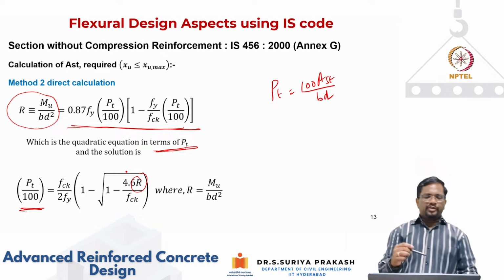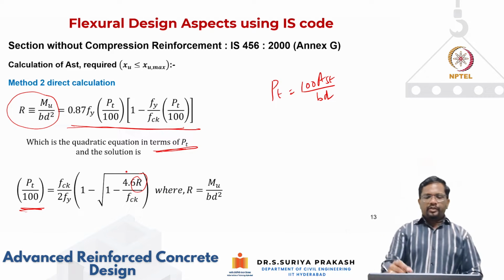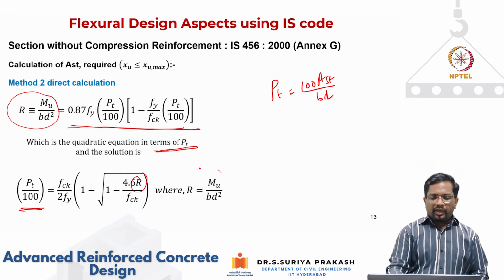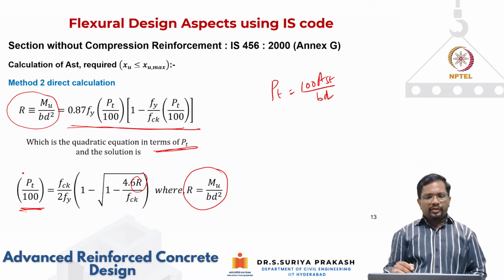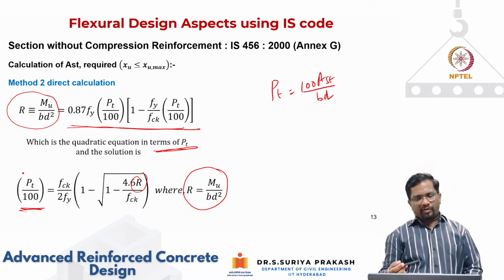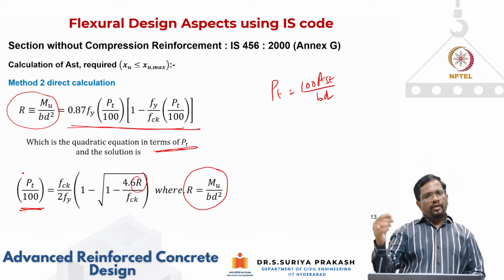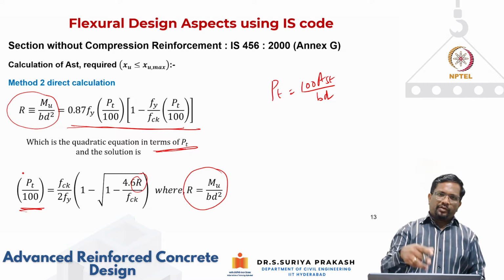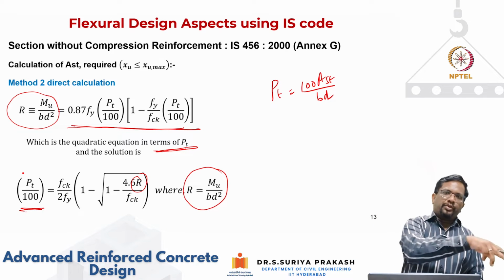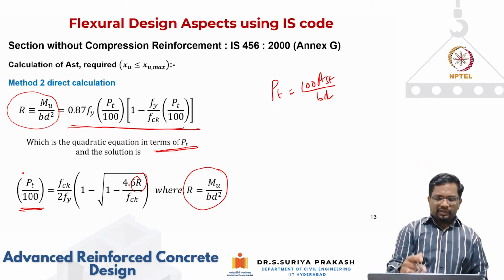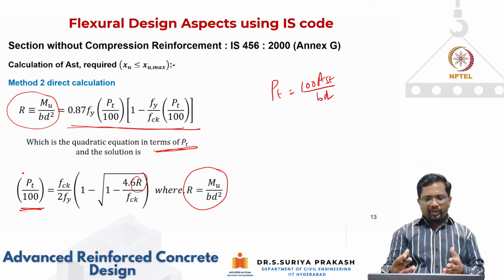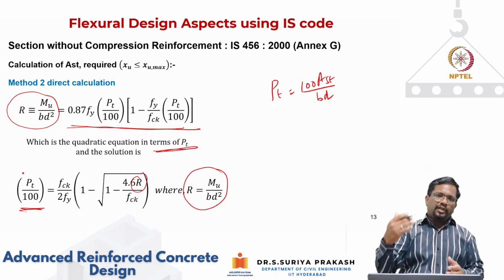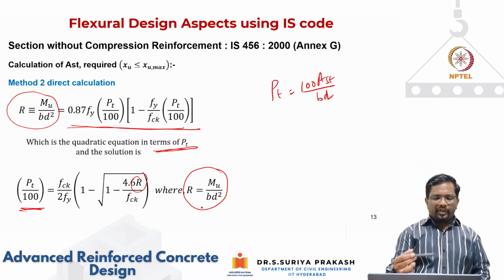So again, we can solve for this pt for a particular value of R. In this approach, it's a more direct approach. You directly calculate your R value and plug it in this equation to get your pt. That's it. It's a very simple and straightforward approach. In the previous approach, first you calculate the R value, then you get your Xu by d value, then you put it in your Ast equation and get your Ast. Here it is a more direct approach. They're all the same way only, but the first approach had three steps. Here you can directly get your pt.